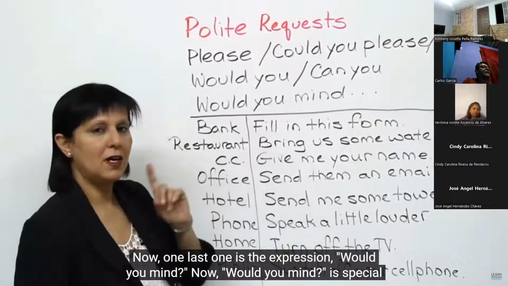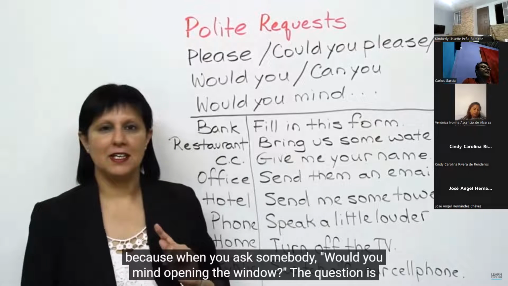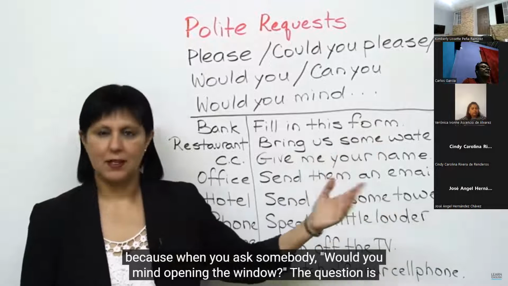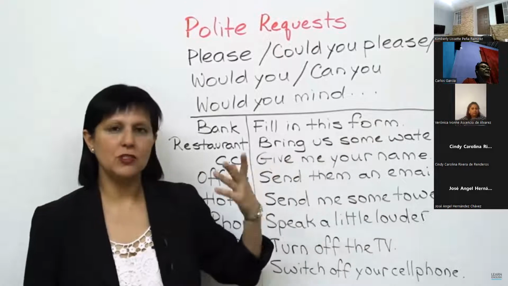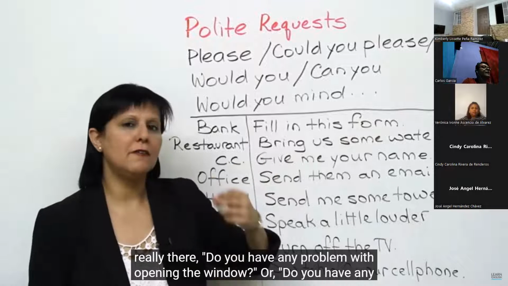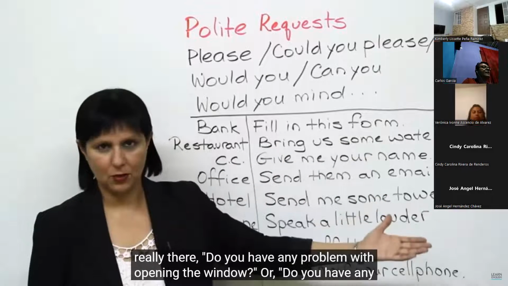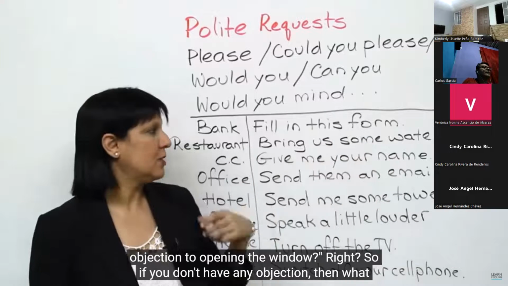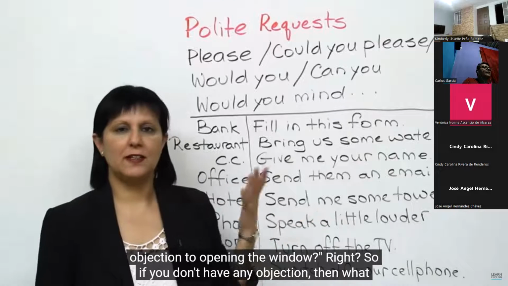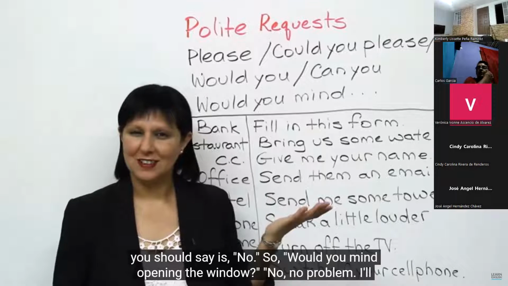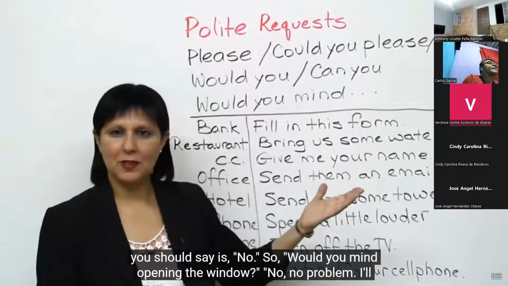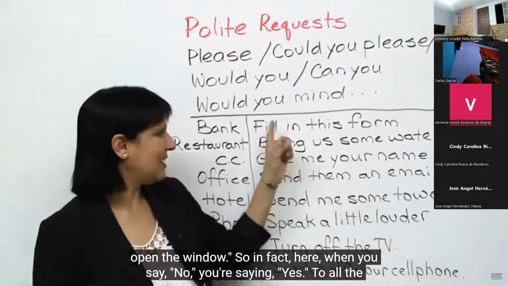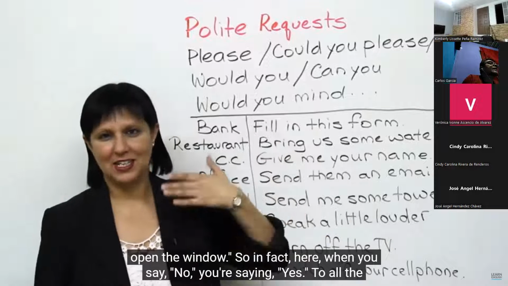Now, would you mind is special because when you ask somebody, would you mind opening the window? The answer to the question is really there. Do you have any problem with opening the window? Or do you have any objection to opening the window? Right? So if you don't have any objection, then what you should say is no. So would you mind opening the window? No, no problem. I'll open the window. So in fact, here, when you say no, you're saying yes.